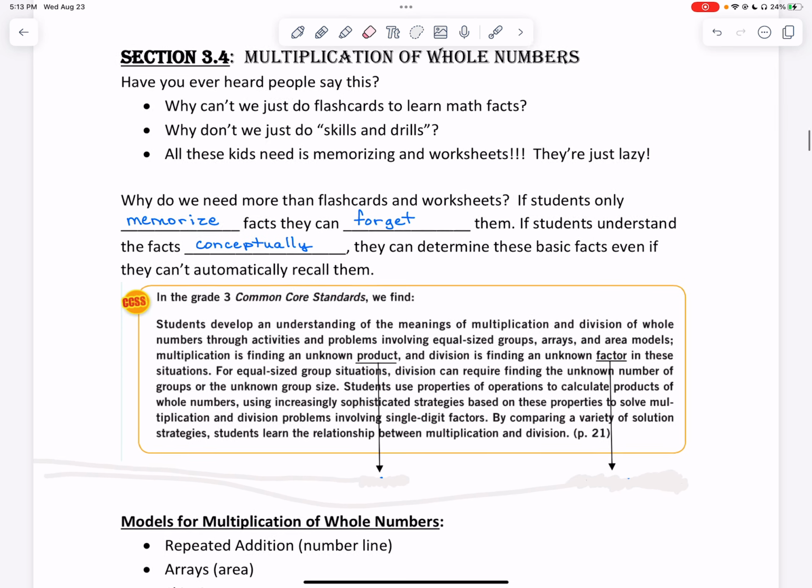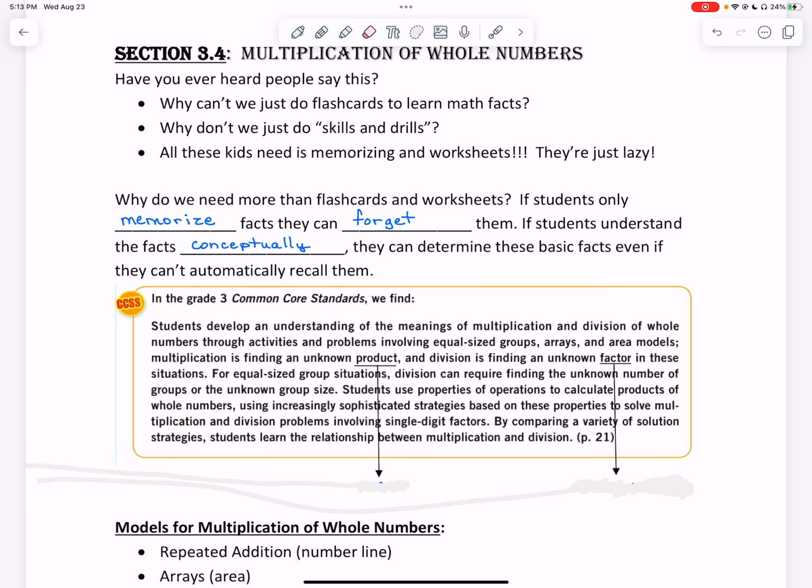So this is a Common Core standard for grade 3. Notice they have a lot of product and factor in here. The product is the answer when you multiply two things together, and the factors are the two numbers that we multiply together. So, we're going to talk about some models for multiplication in this video.